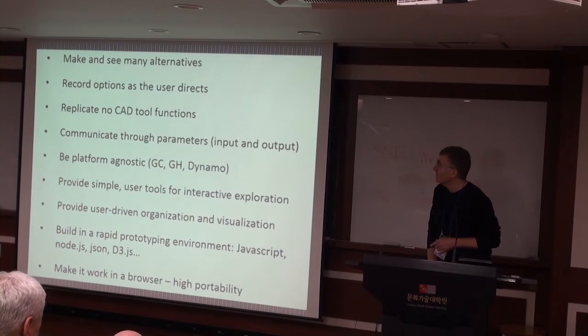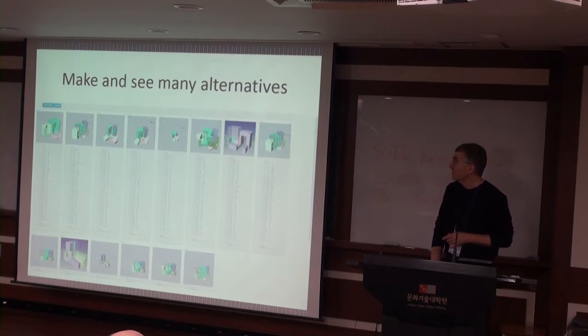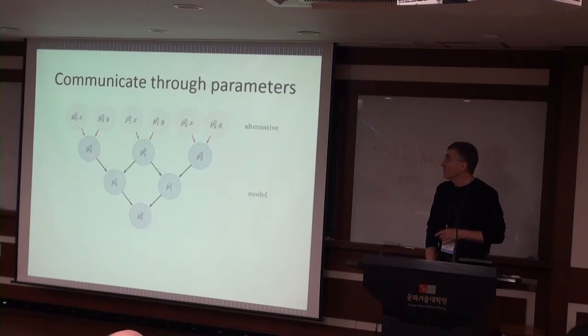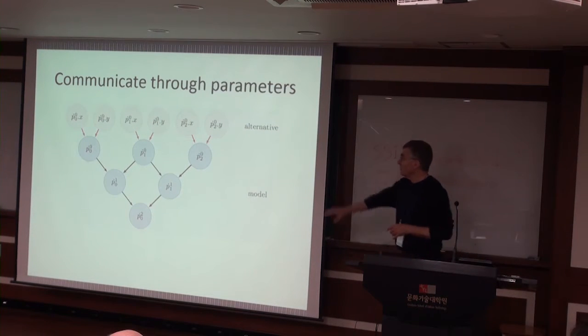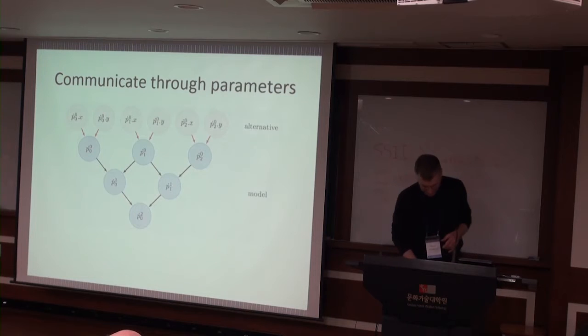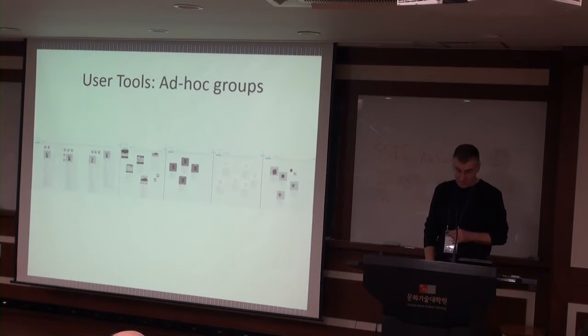So how did we build a design gallery? We replicated no CAD tool functions. We communicated through parameters, and we were platform agnostic. We built it in a rapid prototyping environment. In our gallery system, we can make and see many alternatives. We communicate through the free and output parameters of models and the model as a whole. Propagation-based parametric modelers create very compact models.